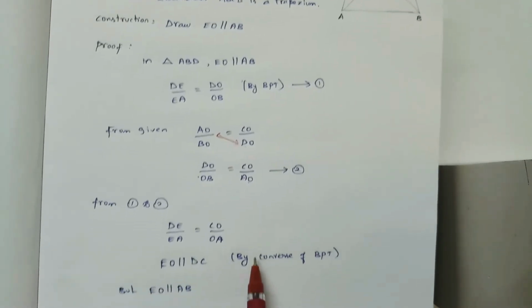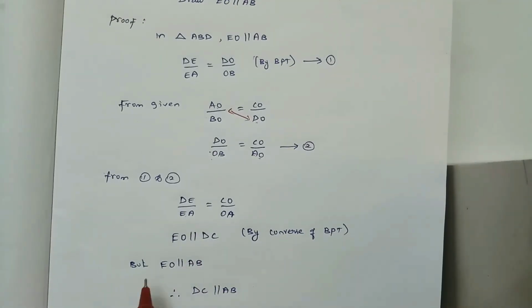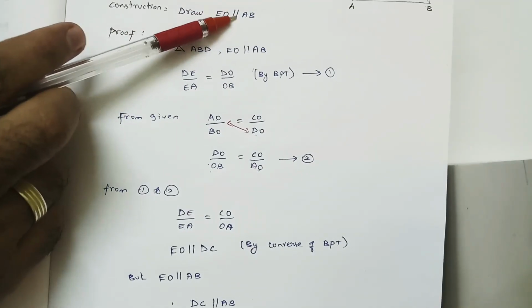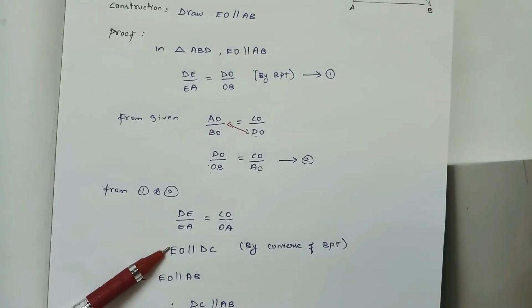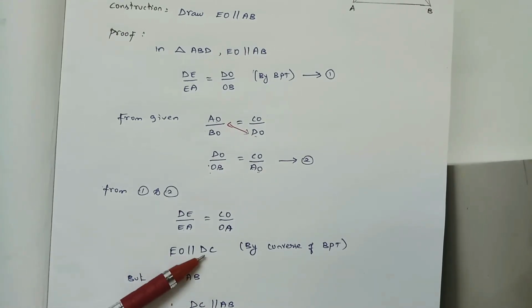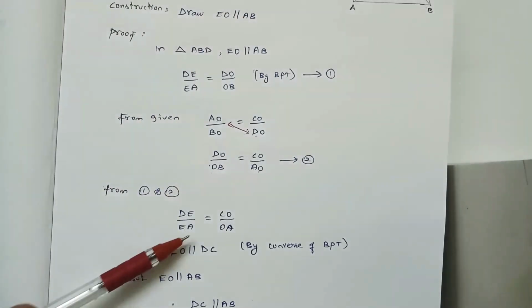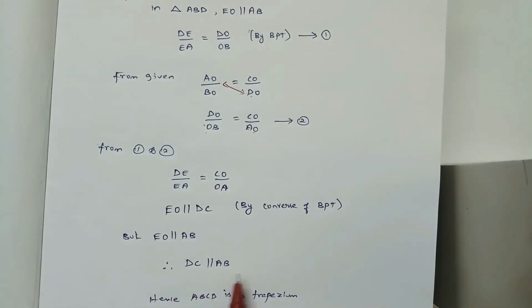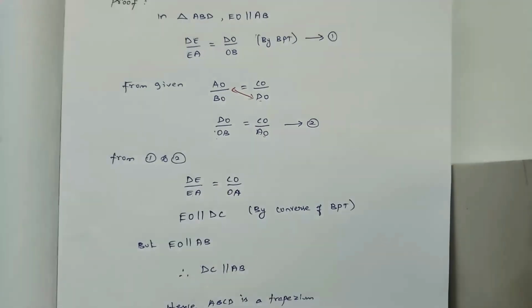by converse of BPT. But we have already constructed EO parallel to AB. Here we have proved that EO is parallel to DC. Therefore AB is parallel to DC, or DC is parallel to AB. If DC is parallel to AB, hence ABCD is a trapezium, right?